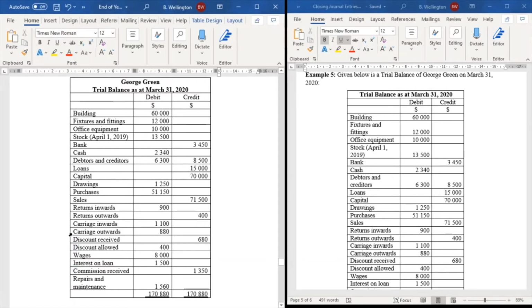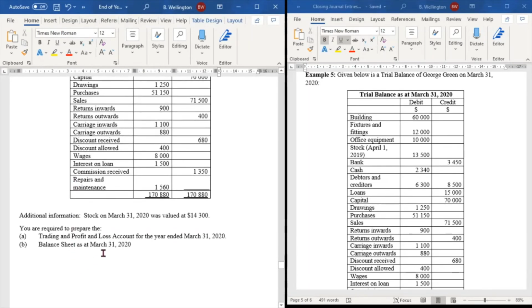So carriage outwards is an expense for the profit and loss account. Discount received is a revenue, an income for the profit and loss account. Discount allowed is an expense for the profit and loss account. Wages is an expense for the profit and loss account. Interest on loans is an expense for the profit and loss account. Commission received is a revenue, an income for the profit and loss account. And repairs and maintenance is an expense, profit and loss account.